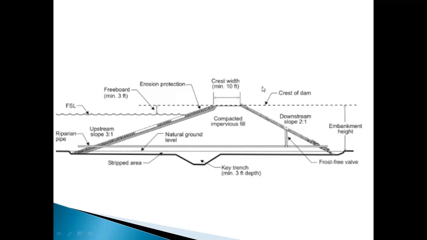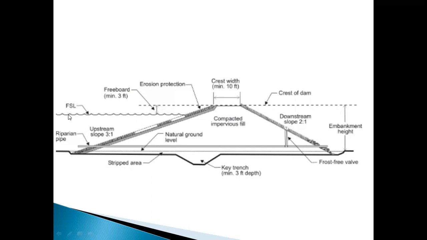In any type of dam, the top is known as the top width. Here the top width is also known as the crest width. The minimum crest width is about 10 feet. Next, we are providing the freeboard. The minimum height of freeboard is 3 feet.